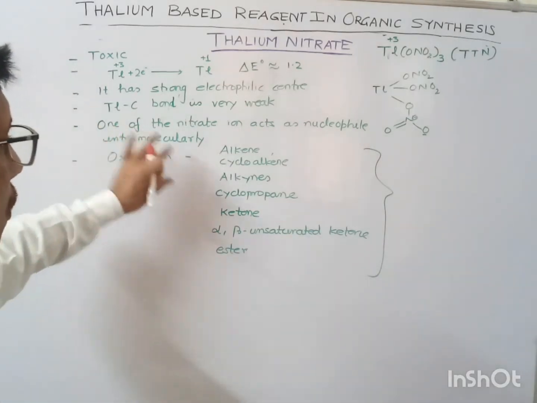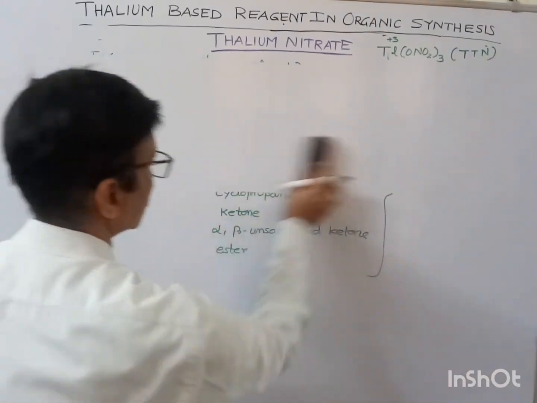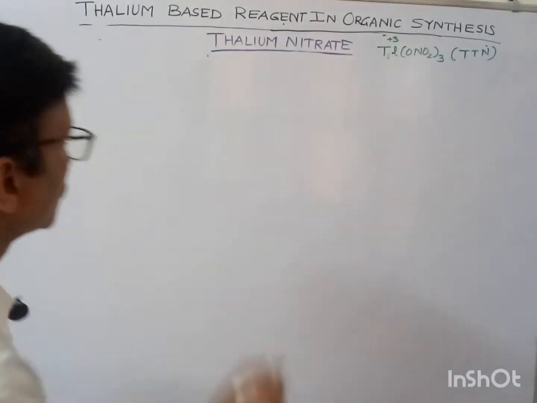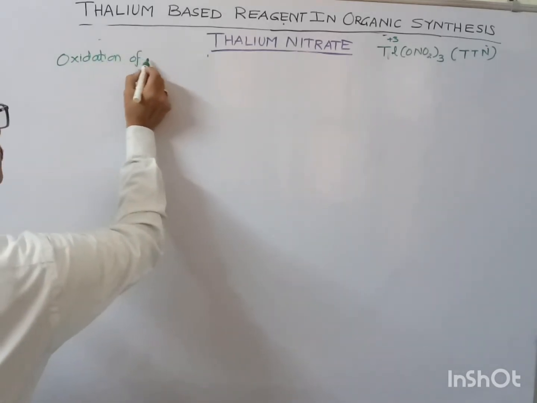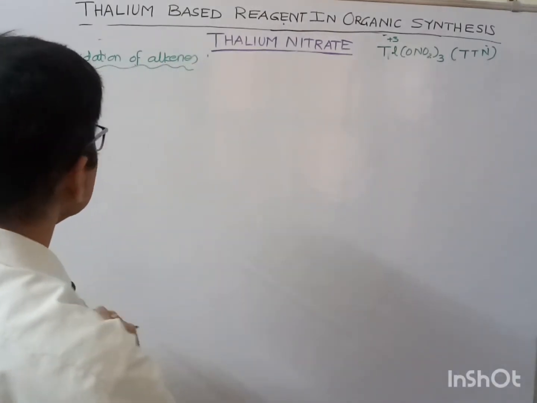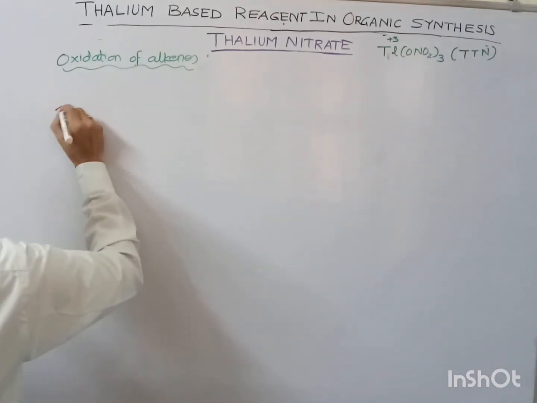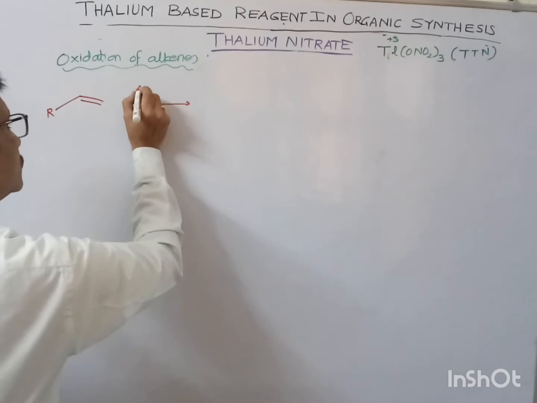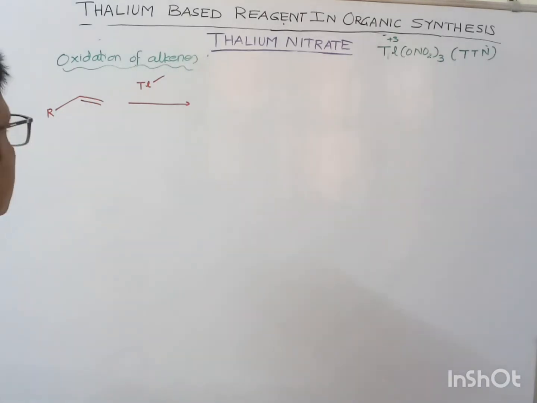So let's see first the oxidation of alkenes. Suppose we have an alkene, and we have this thallium nitrate; how does it oxidize this one? So let's see.